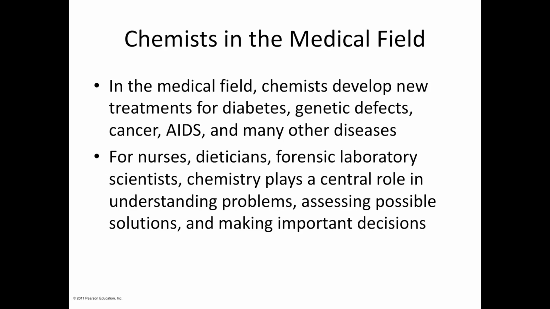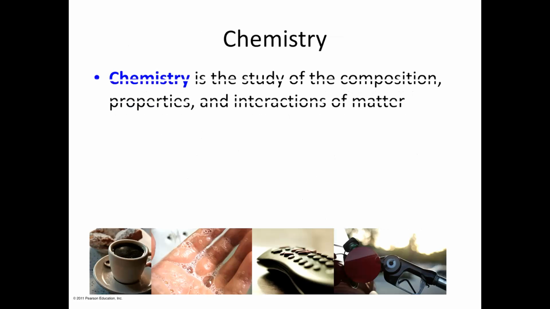What I mean by that is for nurses, dietitians, forensic laboratory scientists, chemistry plays a central role because they have to understand the problem that's happening. Then when they see a problem and understand what's happening, they have to assess it. What are possible solutions to fix this? And then make really important decisions. Now, this can be medical field related. This could be any field related. It's always looking at a problem, coming up with how to fix it, understanding it, applying it, and then presenting the solutions and explaining them, really understanding what's happening.